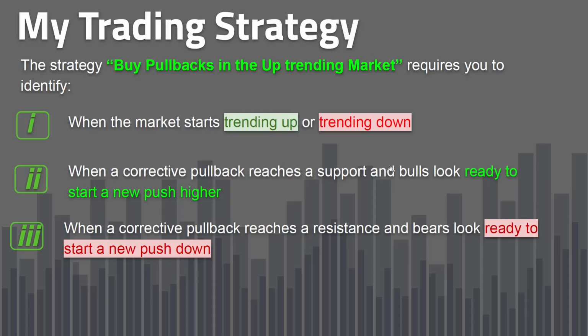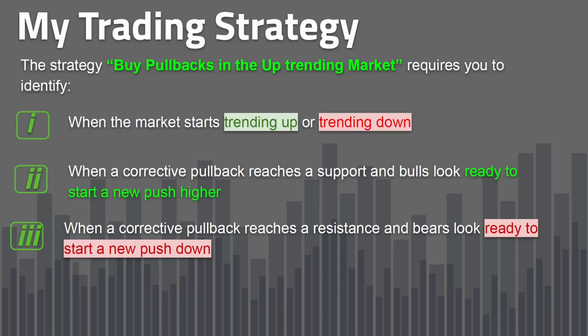So the strategy of buying pullbacks in the uptrending market requires you to identify first when the market starts trending up or trending down, second when the corrective pullback reaches a support and bulls look ready to start a new push higher, and third when the corrective pullback reaches a resistance and bears look ready to start a new push down. So the theory is pretty simple, right?